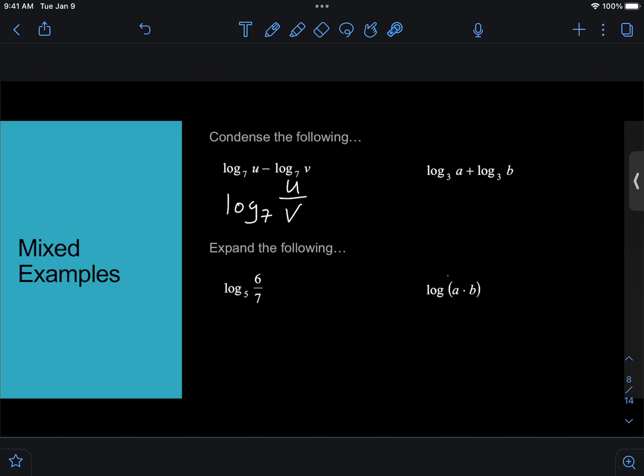All right, with the other one, now they're both positive. So that means it's going to be a product property. This is going to be log base 3 of the product a times b.